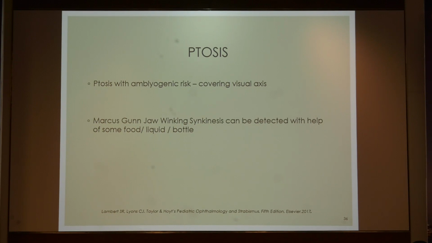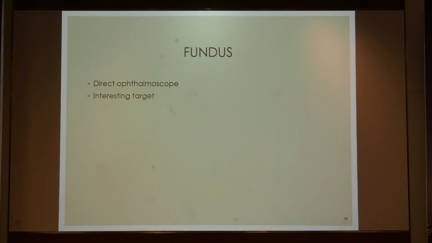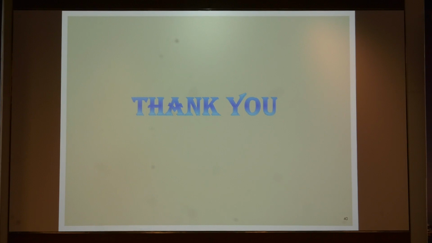Ptosis with amblyogenic risk has to be detected and treated on time. Tonopen and icare tonometer are very useful. Perkins is reliable but needs sedation. GA agents usually decrease the IOP, and crying and forceful opening will increase the IOP. Direct ophthalmoscope with an interesting target is mostly successful in examining the fundus, and it is very important that all the efforts that the child has put in should be rewarded with a small praise or encouragement at the end of the examination. Thank you.